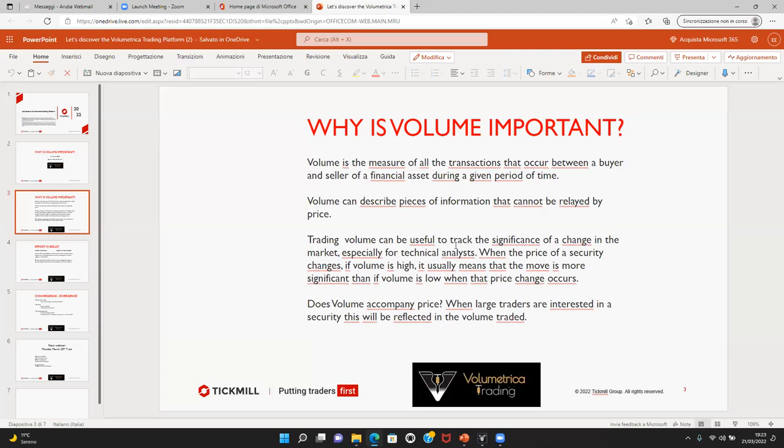Okay. In fact, the question we would always have to ask ourselves is, I've spotted a price move, okay? This is an interesting move, but does volume really accompany price? When large traders are interested in a security, this will be reflected in the volume traded, okay? So that's why it's so important that any relevant price move should always be accompanied by volume. Otherwise, that tells us if the price move we are considering is a genuine price move or not, basically.